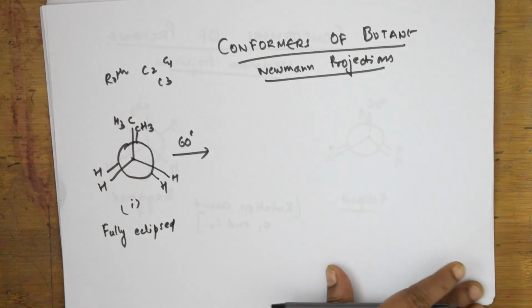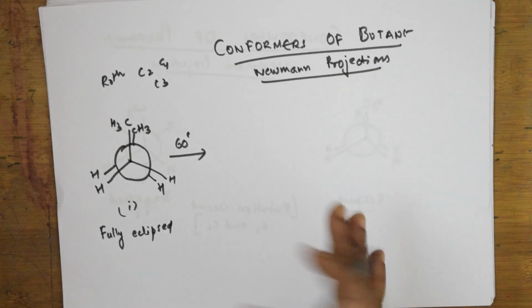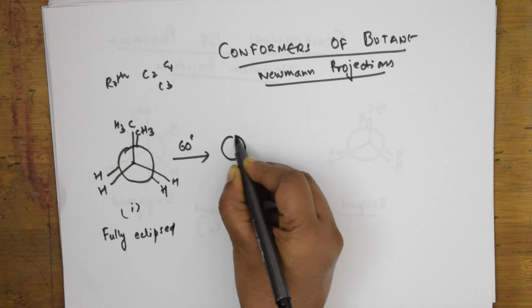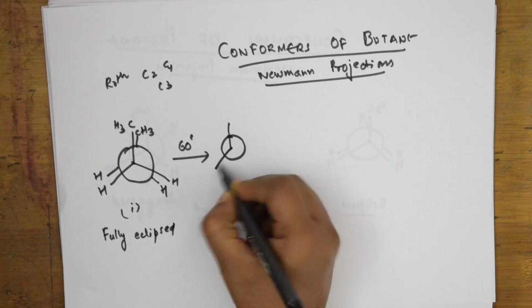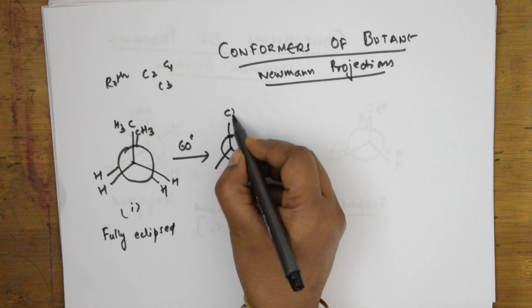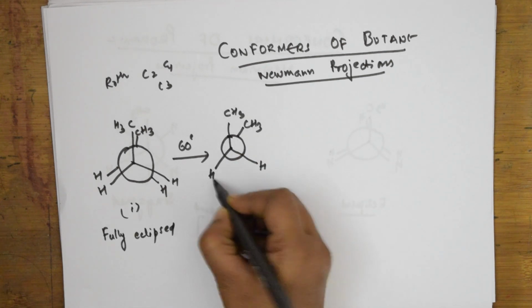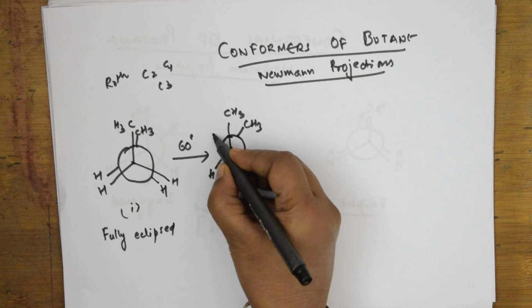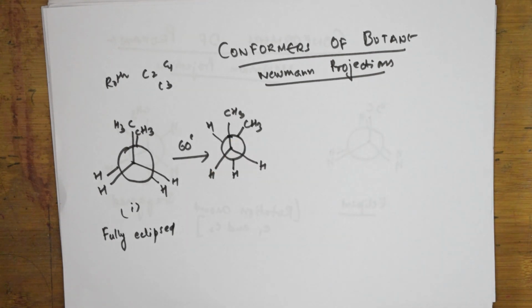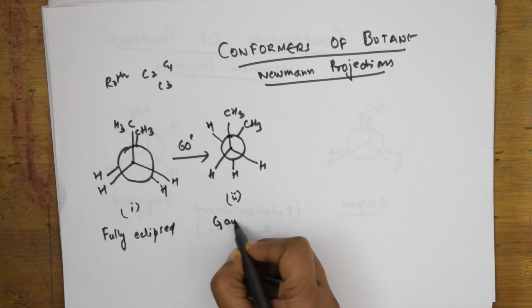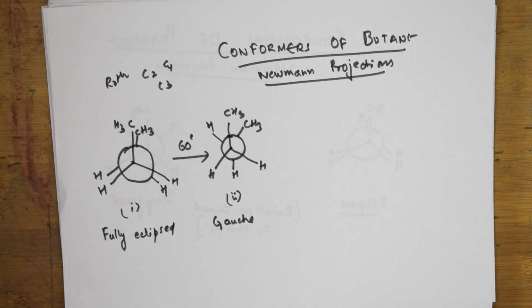In the earlier one it was between C1 and C2, as we have done. Now C2 and C3. When it is rotating, how does this look? CH3. See here, 60 degree. First this hydrogen I have to write, one more hydrogen, one more hydrogen. So this is the second one. This is called gauche. Some say gauche, gauchy.